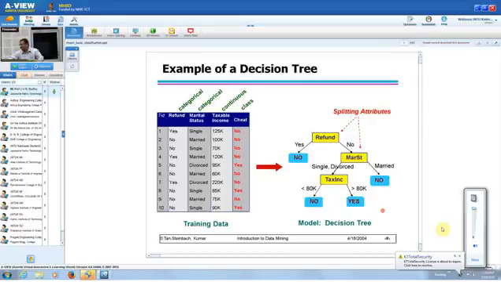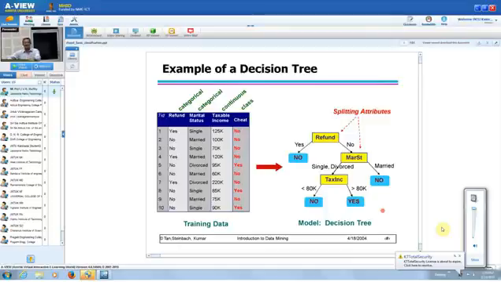Then check whether the taxable income is less than 80 or not. If yes, he is not a cheat. If it is greater than or equal to 80, he is a cheat. So that is how your rules are. There are 3 rules for saying somebody is not a cheat, and 1 rule for saying somebody is a cheat. Okay? Please follow here.